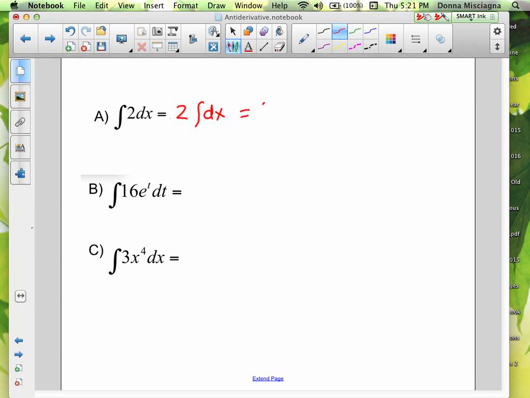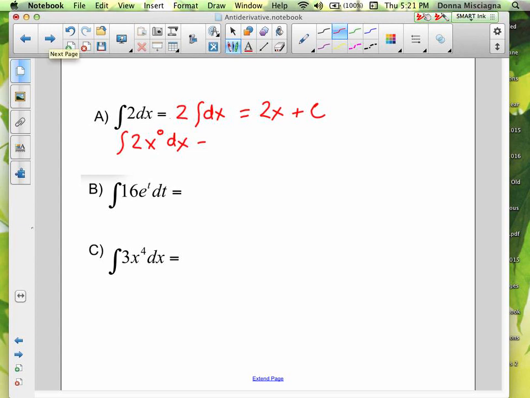So this one is 2x. It is a power rule. You could think about this as 2x to the 0 dx. And so if we increase it by 1, we'd make that 2x. Oh, almost forgot, plus my constant. Don't forget that, plus my constant.